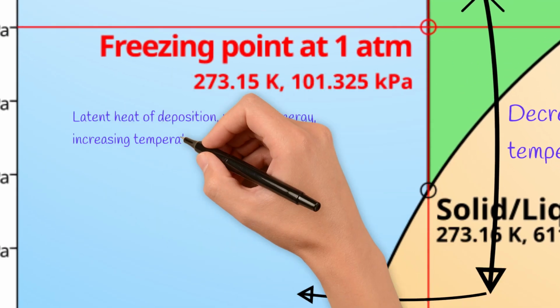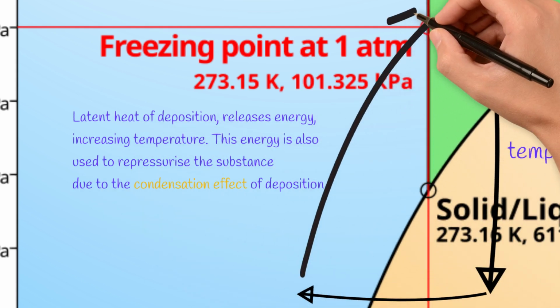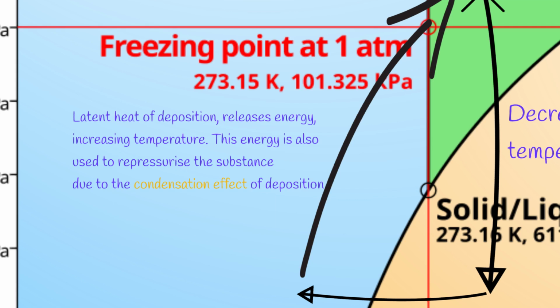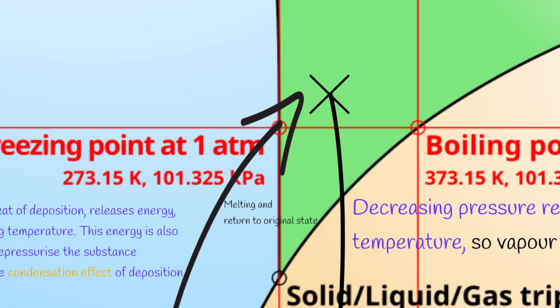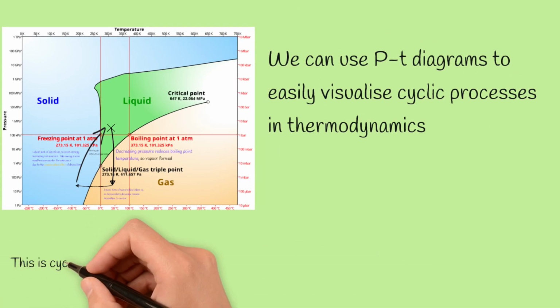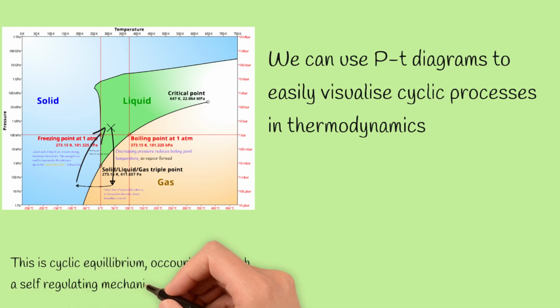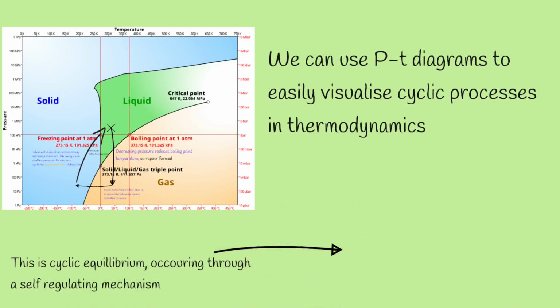During this phase change, latent heat is released instead, increasing the energy of the surroundings, causing temperature to increase and a repressurization due to something called the condensation effect of deposition. This combined effect causes melting to occur and a return to the substance's original phase. Therefore, there's a cycle. This is called cyclic equilibrium, which occurs via a self-regulating mechanism.